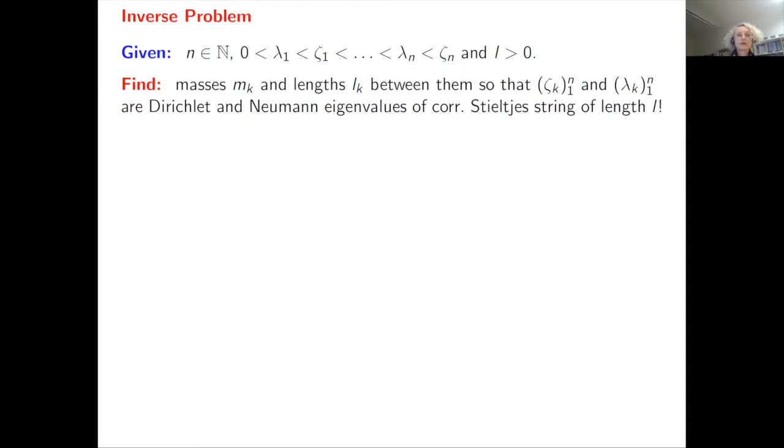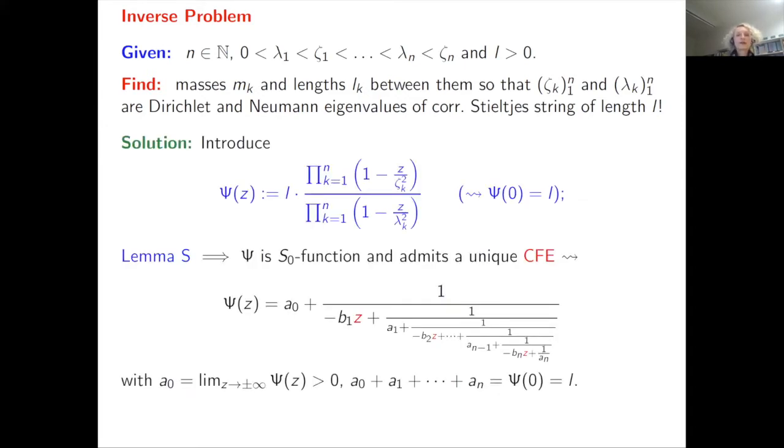Now this problem can be solved. This is the solution. So you introduce a function capital psi. You take L, this is the length, times the following quotient. So you build these products with the sequences zeta k squared and lambda k squared and form the quotient. Then for sure psi of 0 is equal to L. That is one condition we want to have. Because of this interlacing property and all the assumptions, this psi turns out to be an S0 function by the previous lemma. And therefore, it admits a unique continued fraction expansion.